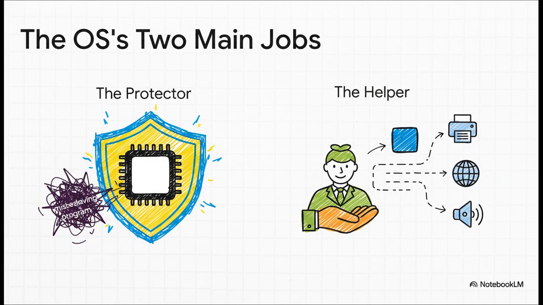So the OS really has two main gigs, and they're both critical. First, it's the protector. It's like a bodyguard for your hardware, making sure that one buggy or malicious program can't just crash your entire computer. And second, it's the helper. It's like a concierge that handles all the complicated, messy, low-level tasks for your applications so they don't have to.